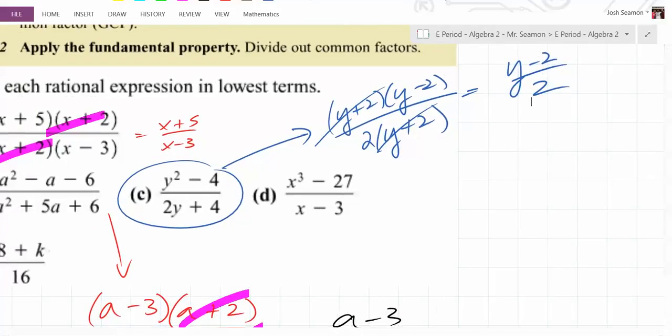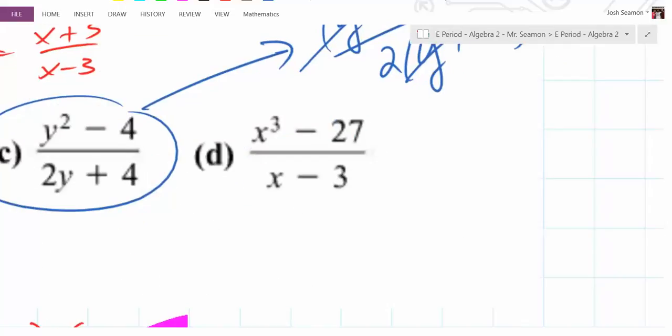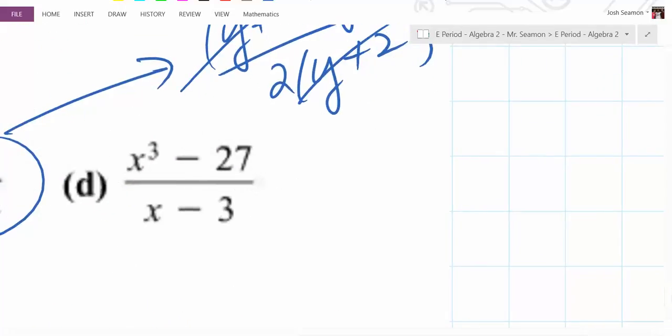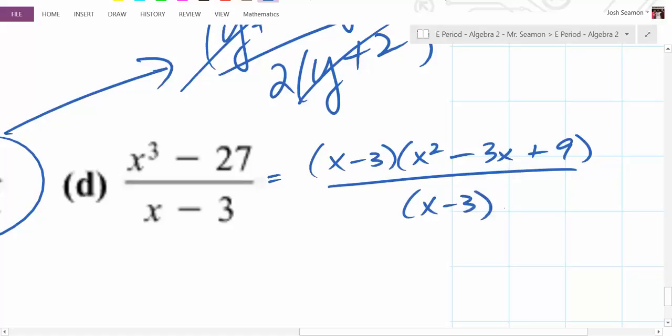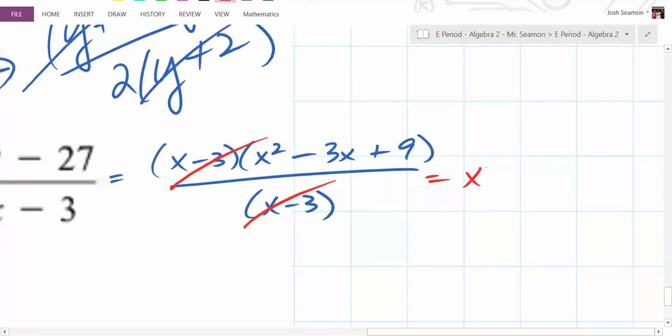Excellent. What about D? Can you just look at D even if you haven't done it and tell me what you notice about the top? What do you recognize in the top? Difference of cubes. Does anybody remember what that factors into? Yes. x minus 3 times x squared plus 3x plus 9, all over x minus 3. Now, is there something that cancels? Oh, look! So what are you left with? Just this. Done. If you remember the difference of cubes, you're done.